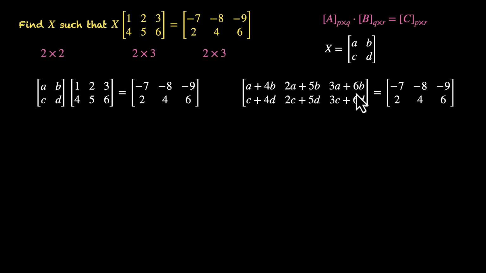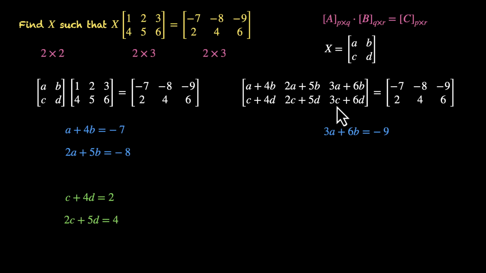Let's first make equations. We have A plus 4B, that's equal to -7. We have 2A plus 5B, that's equal to -8. We can use these two to figure out A and B. And let's use the third one to check consistency. 3A plus 6B, that's equal to -9. Then we have 3 equations in C and D. C plus 4D is 2, 2C plus 5D is 4, and 3C plus 6D is equal to 6. So let's solve for A and B.